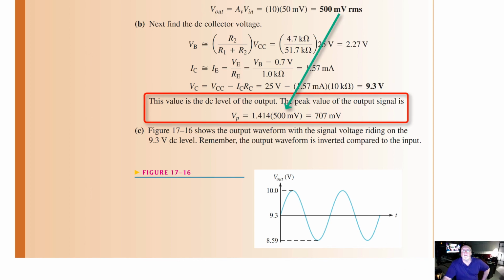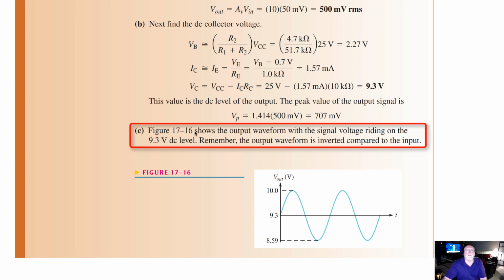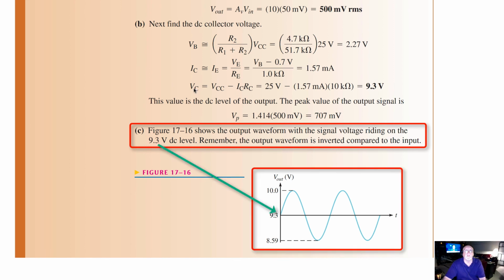The peak value of the output signal then is given as V peak is equal to, there's our relationship, 1.414 times the 500 millivolts. What was the 500 millivolts? RMS. 500 millivolts gives us 707 millivolts. The figure then shows the output waveform of the signal voltage riding on our 9.3 volt DC level. That's what we calculated there. V sub C, 9.3 volts. Remember, the output waveform is inverted compared to the input. So there's our simple sinusoidal output for that circuit.